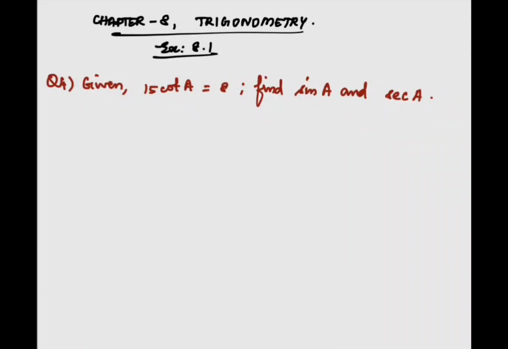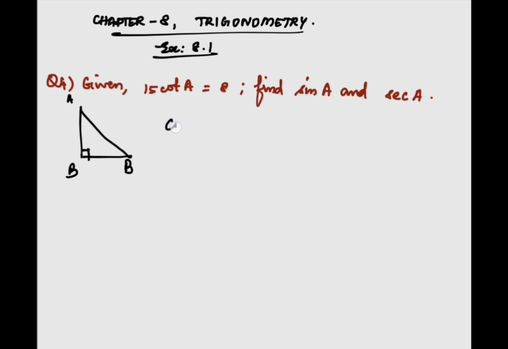In this video, we will see question 4 of exercise 8.1, chapter 8, trigonometry. Question: given 15 cot A is equal to 8, then find sin A and secant A. Let us consider a right angle triangle ABC, right angled at B.